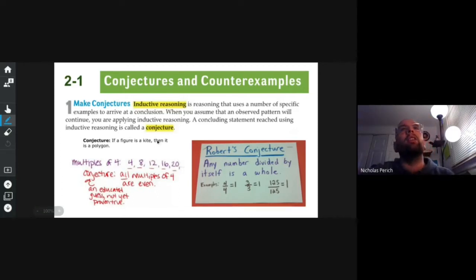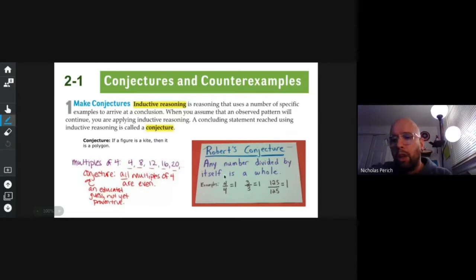So if you look at these examples, if a figure is a kite, then it is a polygon. That is a conjecture. Often it's given as an if-then statement, but it doesn't always have to be. That's called a conditional statement, but it doesn't have to be given to you as a conditional statement. Make sure that you guys are keeping the notes that I send you. I sent them yesterday. This chapter is very, very, very heavy on the vocab.